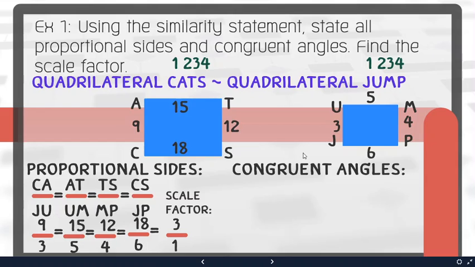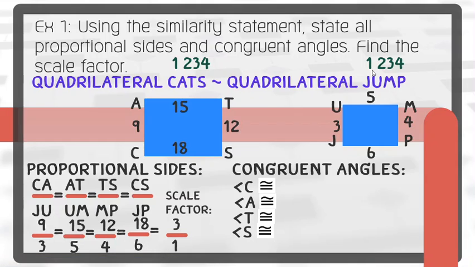Okay, so our congruent angles. So we're going to write the angles that are congruent to all 4 angles in my original quadrilateral. So angle C has a 1 above it. So which angle has a 1 above it over here? That would be angle J. So angle C is congruent to angle J.